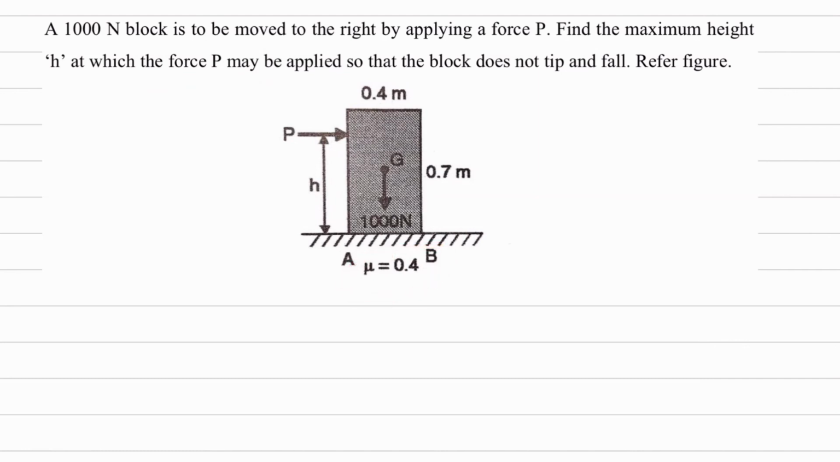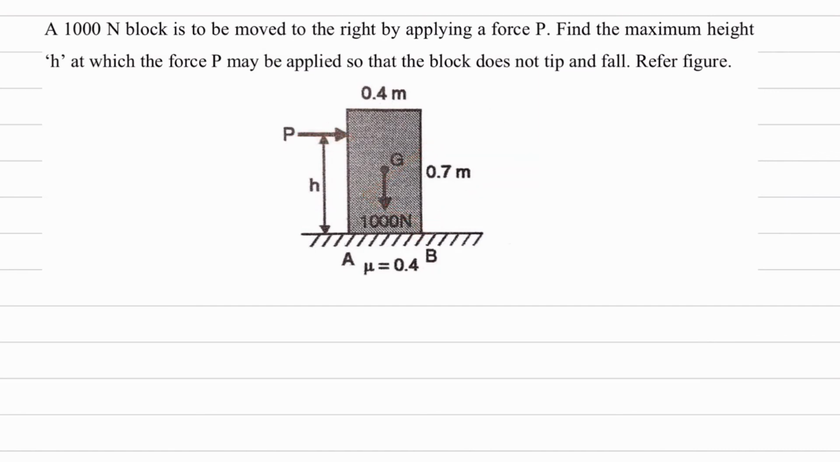This is block AB. This is edge A and this is edge B. Height of the block is 0.7 meter. Width of the block is 0.4 meter. Now we have to find out what should be the value of this height H so that the block doesn't tip about the edge B. So here it could tip like this after the application of effort P.